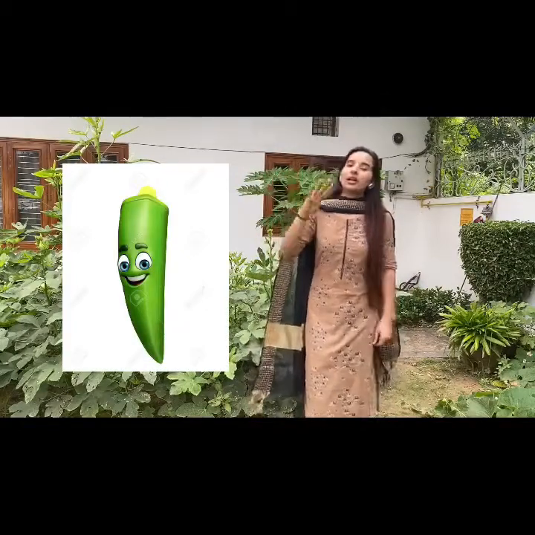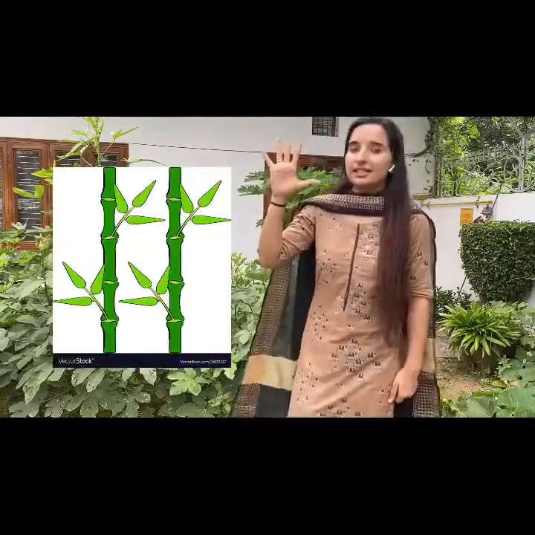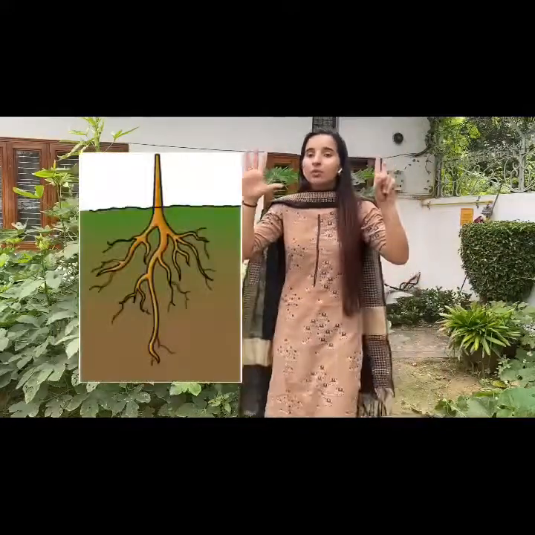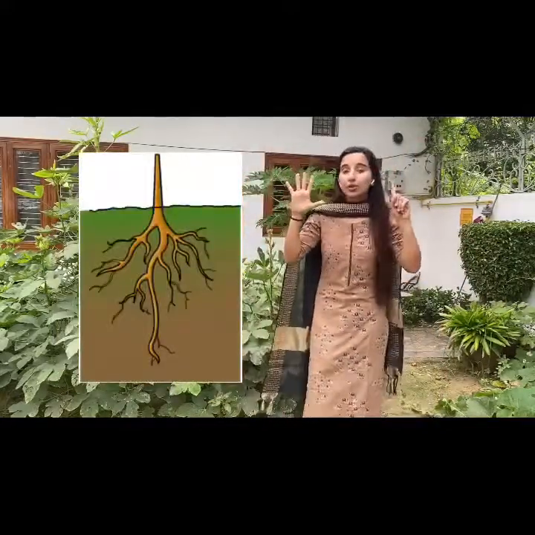Okay, this was all about the parts of the plants. Let us just recall what we have discussed today. Number 1 was leaf. Number 2 was flower. Number 3, fruit. Number 4, seed. Number 5, stem. And the last one, which is under the ground, is the root of the plant. So my dear children, this was all about the different parts of the plants.